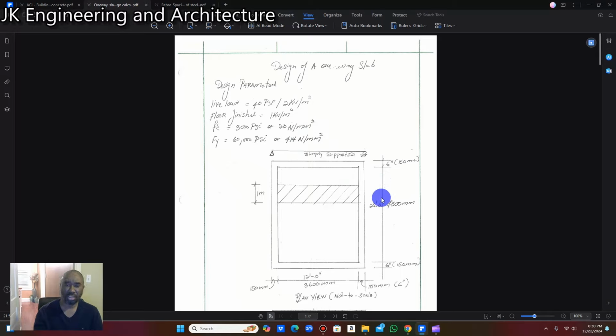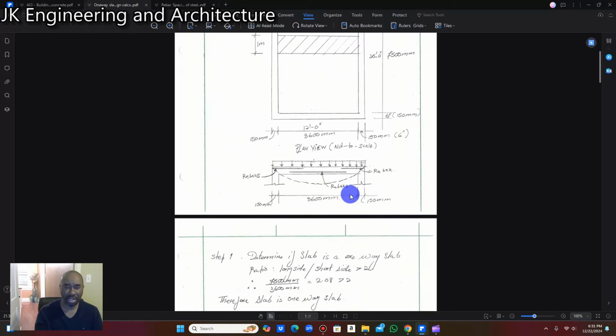If we look at the slab, this is a simply supported slab. The dimension of the slab is 12 feet by 25 feet or 3,600 millimeters by 7,500 millimeters. And this is how it looks in our section.